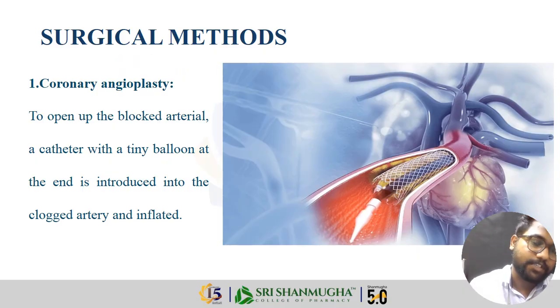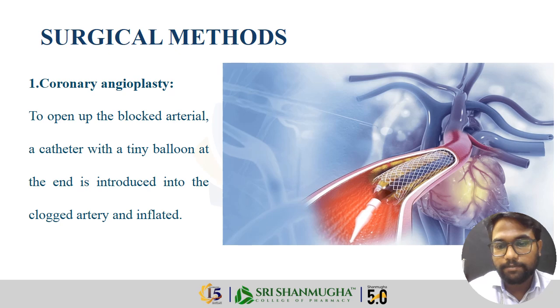Before, we discussed the pharmacological treatment. Now we're going to see the surgical procedures. What surgeries are undergone when a patient is affected by myocardial infarction? The first one is coronary angioplasty. It's the most common procedure to open up the blocked artery. A catheter with a tiny balloon at the end is introduced into the artery and inflated. This diagram represents the procedure.